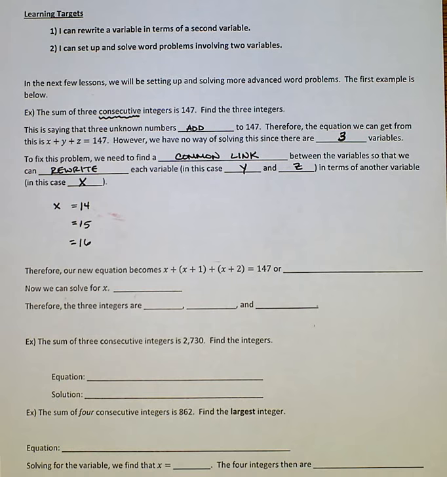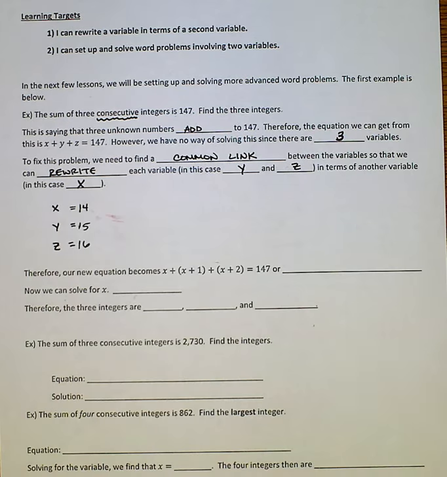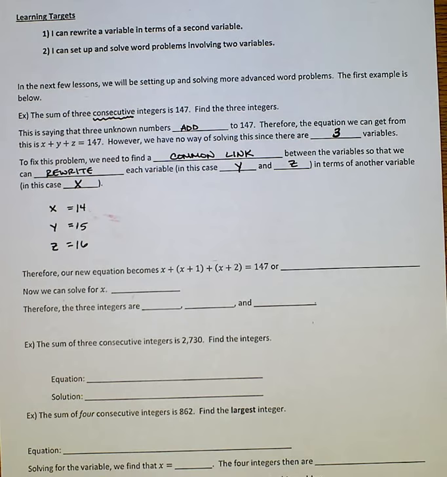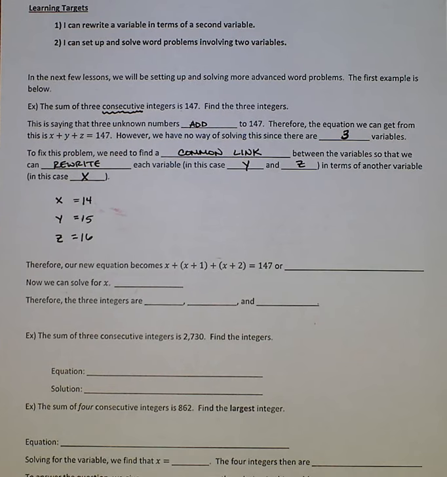We would not be able to solve the problem if we wrote x, y, and z, because again, there are three variables. How can we set this up so that we can solve it? Well, we're going to find the common link between the numbers. And the common link in this situation is that they are consecutive. Consecutive means that they come right after one another. What's after 14? 15. What's after 15? 16. We know they come right after one another. So how can we write these numbers in a way that we can solve them?